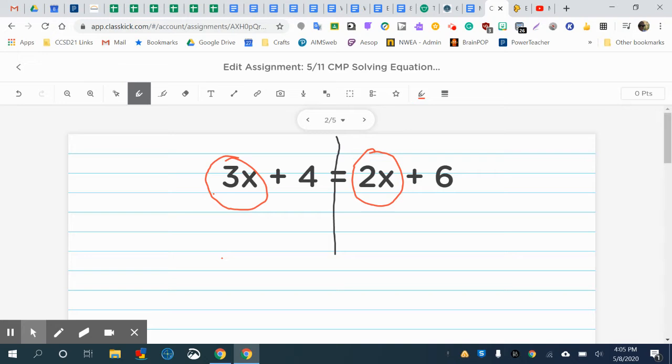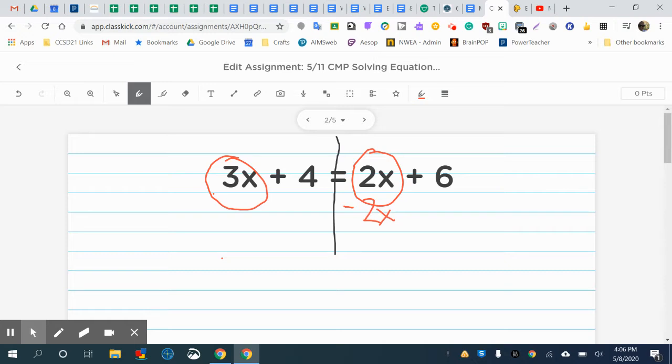So in order to move my 2x, because it is on a different side than my 3x, I have to do opposite operations. Remember, if they're on opposite sides, you do opposite operations. So right now, even though there isn't a plus sign on my 2x, because there is no sign, I know that it's positive. What is the opposite of a positive? It is a negative, so I am going to subtract 2x from this side. Whatever I do to one side, I do to the other.